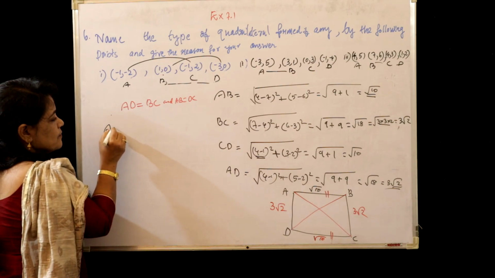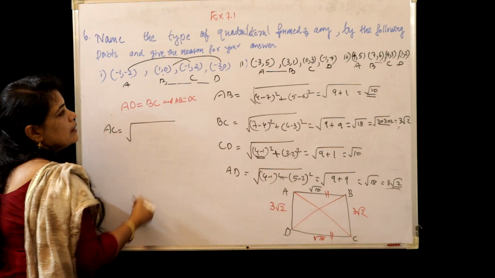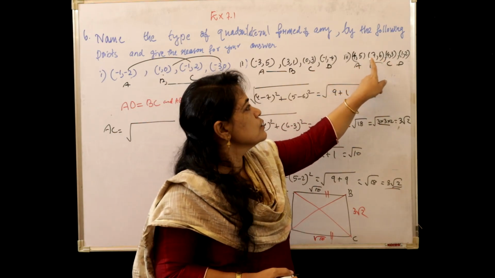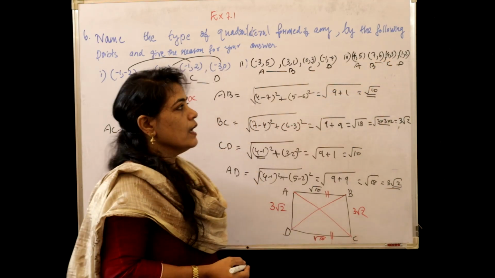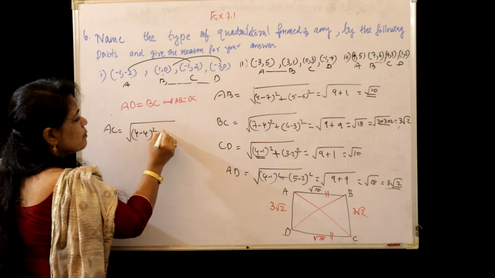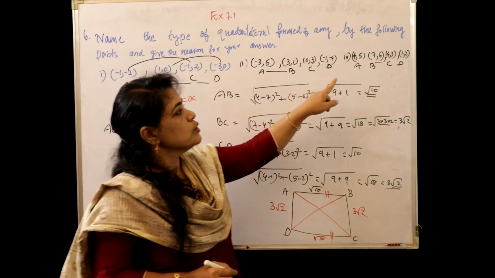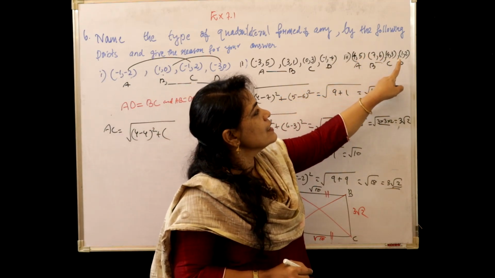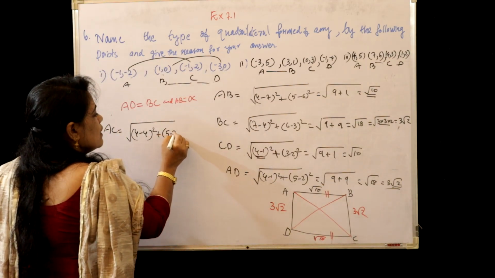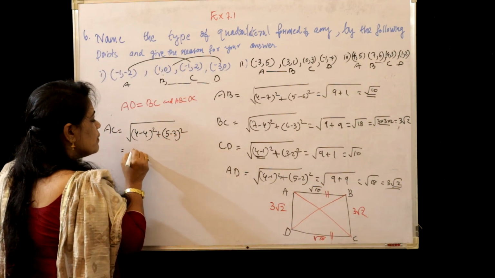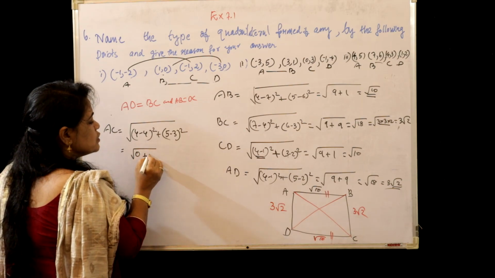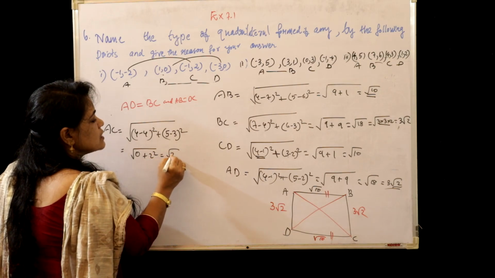that is AC. Using the distance formula, AC here, A is 4, 5 and C is 4, 3. So 4 minus 4, x1 minus x2 whole square plus y1 minus y2, here 5 minus 3, 5 minus 3 whole square. So this is 4 minus 4 is 0. 0 square is 0. Plus 5 minus 3 is 2. 2 square is 4. That is 2 units.